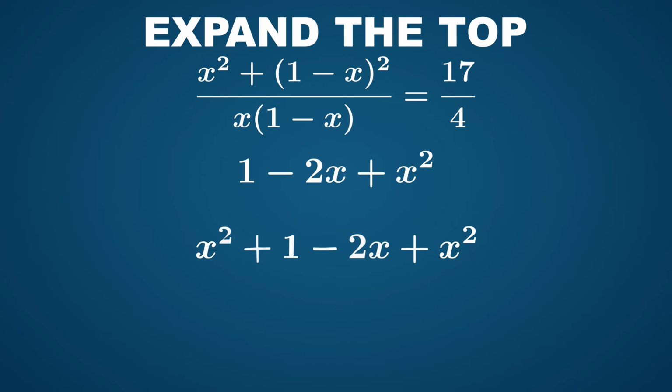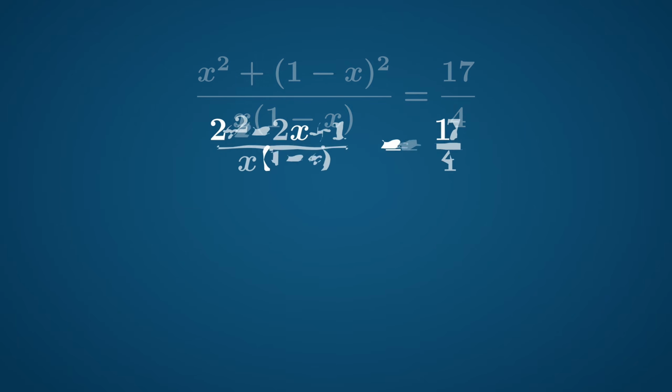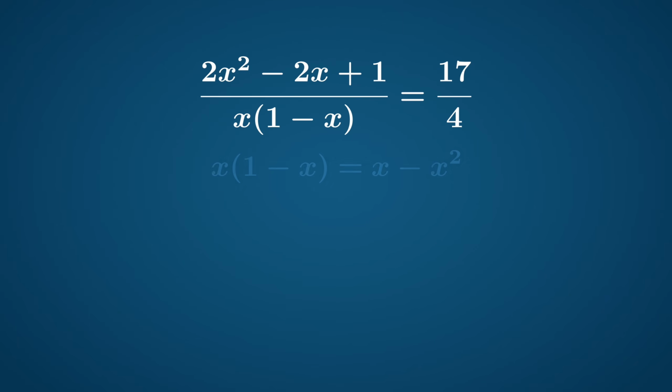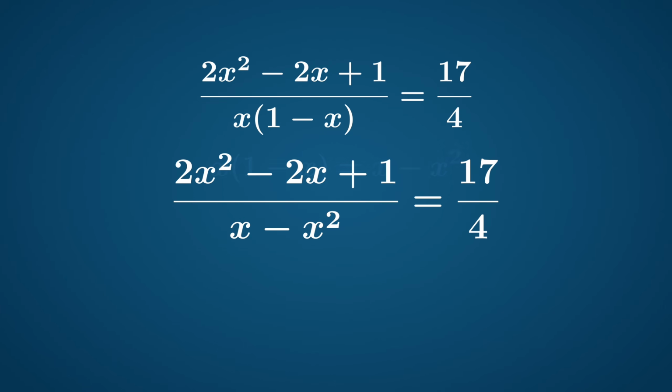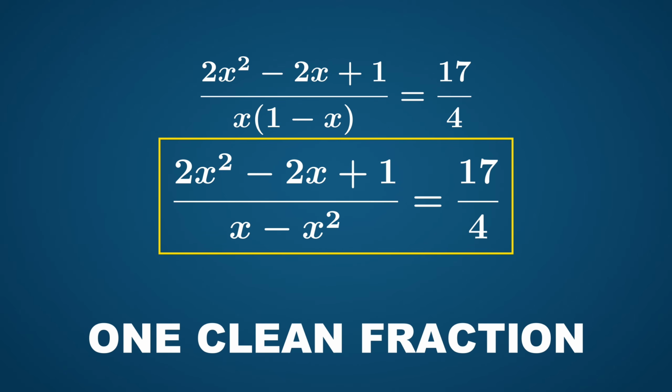So the combined top is x squared plus 1 minus 2x plus x squared. The two x squared terms join into 2x squared. So the top simplifies to 2x squared minus 2x plus 1. The bottom is x times 1 minus x, which is x minus x squared. So our equation now reads as one clean fraction: 2x squared minus 2x plus 1 over x minus x squared equals 17 over 4.